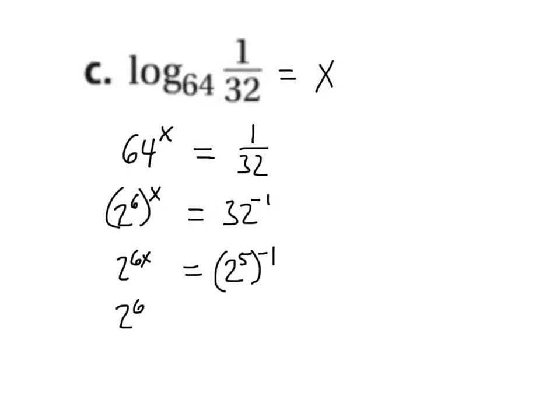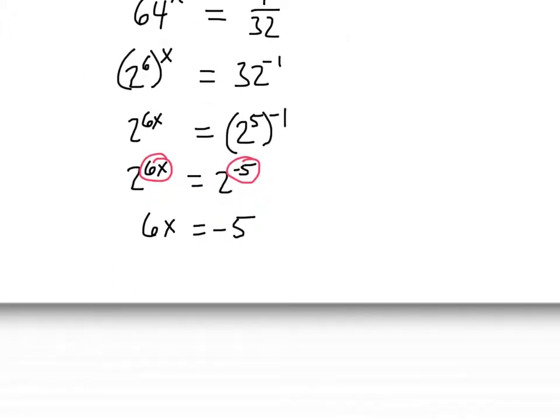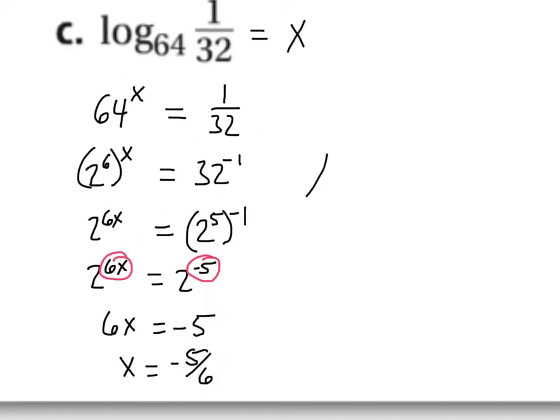So we have 2 to the 6x equals 2 to the negative 5th. Now we can say 6x equals negative 5. And so therefore, what does x equal? Negative 5/6. So we can write our answer: log base 64 of 1/32 equals negative 5/6.